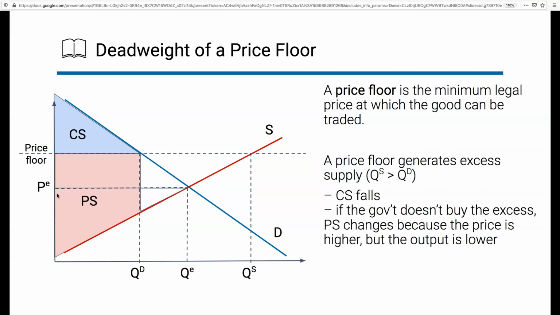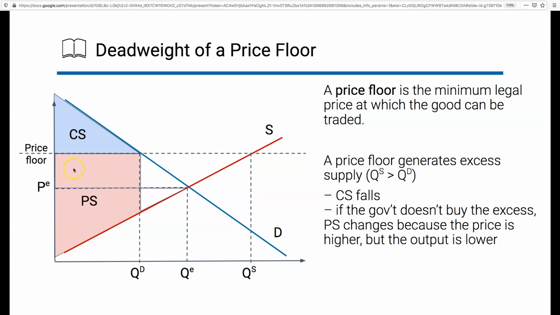Price is higher for the units that you're still able to sell, but you're able to sell less because with a higher price, consumers are not willing to buy as much. So usually that results in a net increase in producer surplus, although of course there is no guarantee that the triangle of surplus lost will always be larger than the rectangle gained.